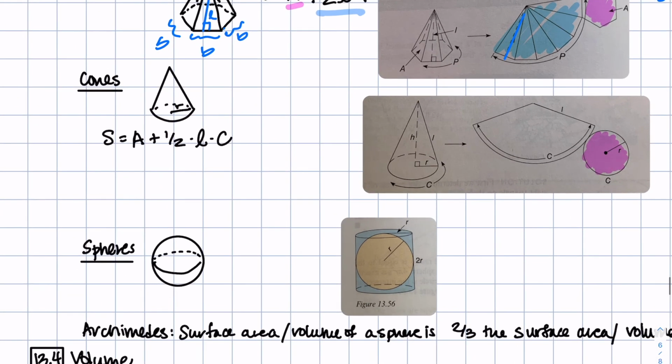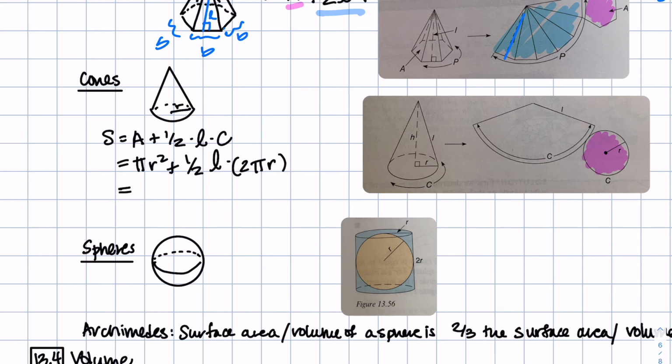Okay. So the area, of course, is pi r squared for the area of the circle, and this is 1/2 L times the circumference of the circle, which is 2 pi r. Again, we could rewrite this a little bit if we like.